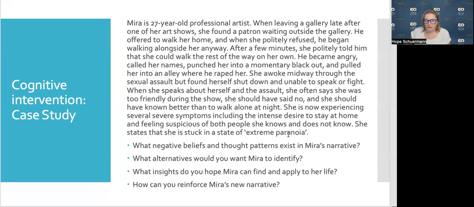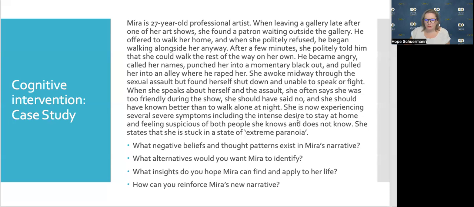What insights do I want her to find? I want her to find grace for herself. I want her to hold herself to a standard that acknowledges that she is not responsible for other people's behavior or choices.